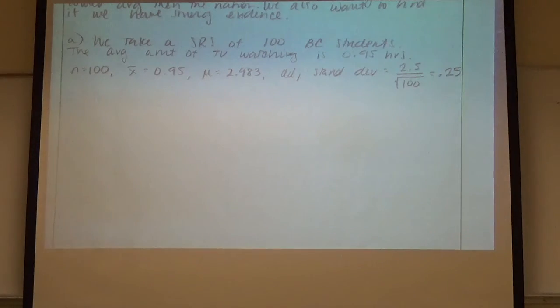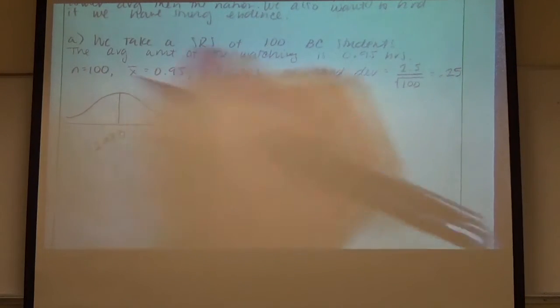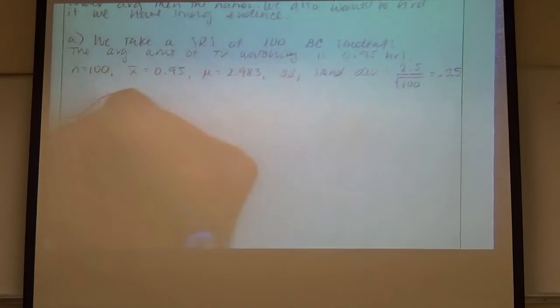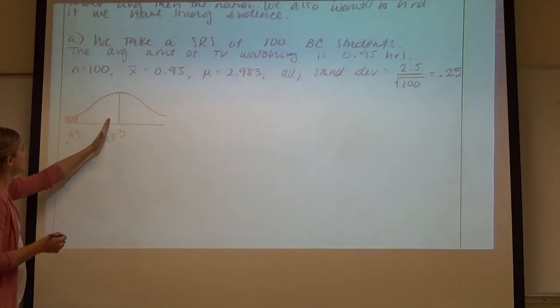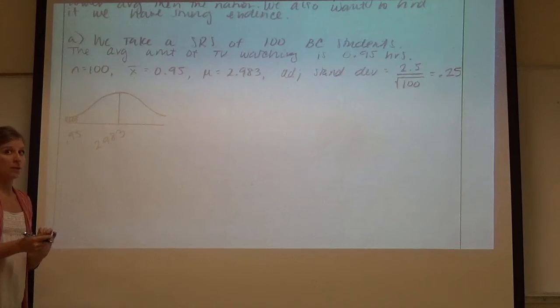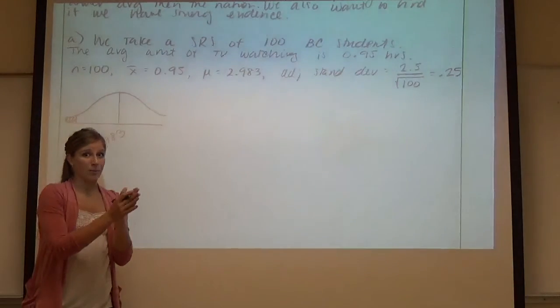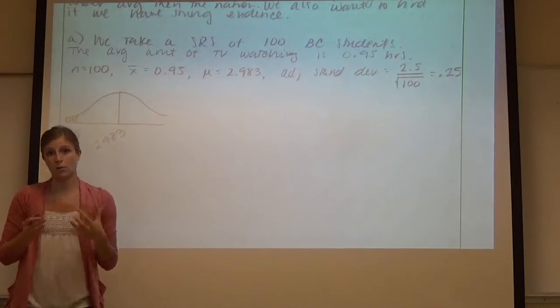To do that, I'm just going to draw a bell curve. I know that my mean on this bell curve is 2.983, and then I have some x bar value over here, which is 0.95. What I'm going to look for is this little p-value. The reason I'm looking for this p-value is because if this p-value is really small, it means that 0.95 is way over here. So it means it's way different than our population mean, which means that my null hypothesis that the population mean is equal to 2.983 is probably not that accurate. So that's what we're thinking about with this.